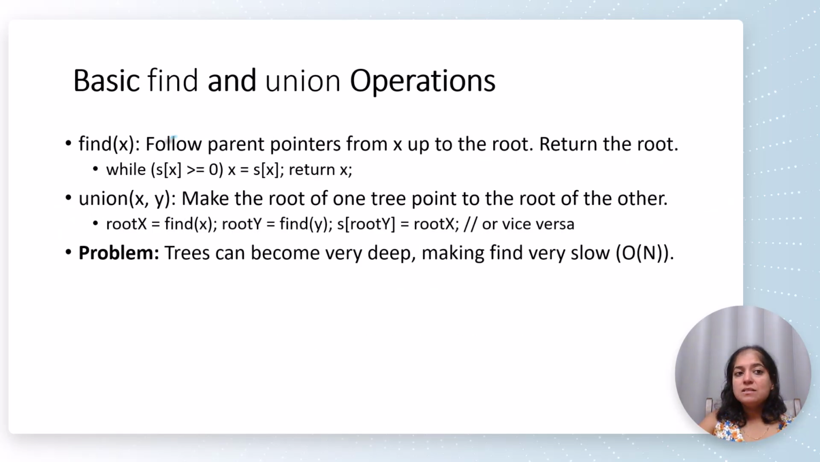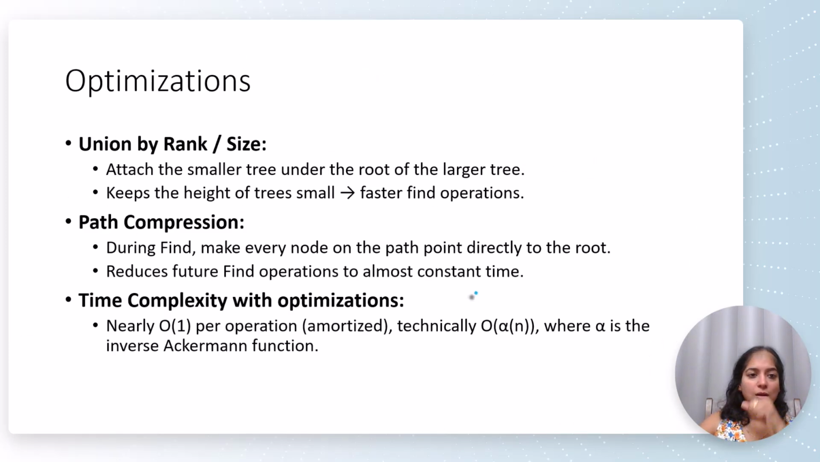As we discussed, there are find and union operations. Find x will go towards the root until it finds the root, so it gives you the parent node. The union operation will combine the two sets x and y. We use union by rank or size, or path compression, as optimizations to make the time complexity and performance better.